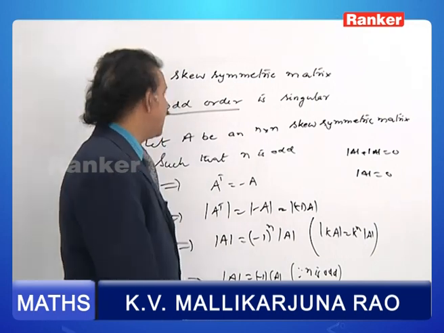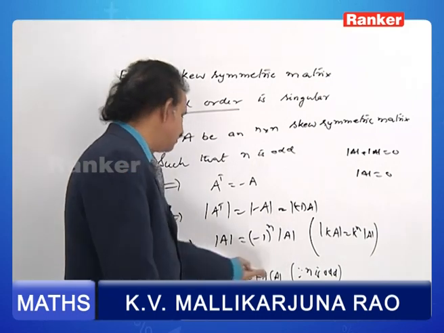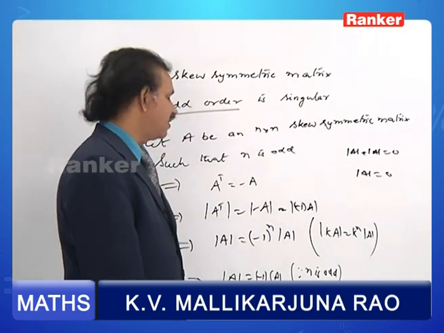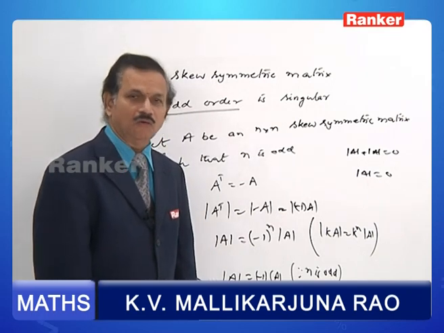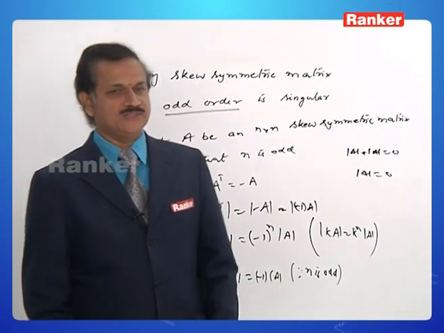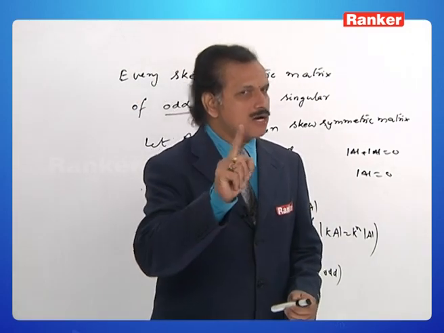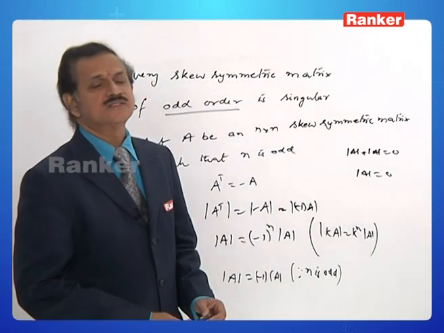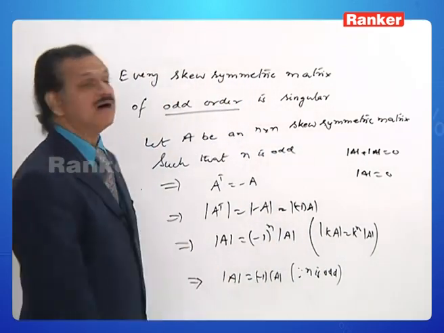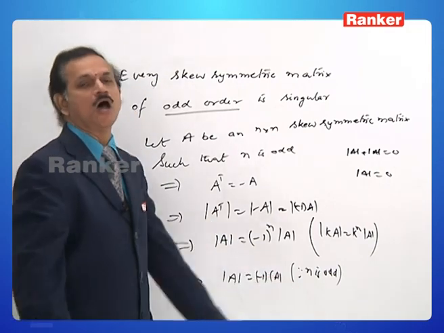What happens when n is even? Nothing happens. Same det A will be obtained. You cannot say anything particularly about that, isn't it? So, if n is odd, that is A is a skew symmetric matrix of odd order, then its determinant vanishes or it is singular. That's it about the determinant of a skew symmetric matrix of odd order.